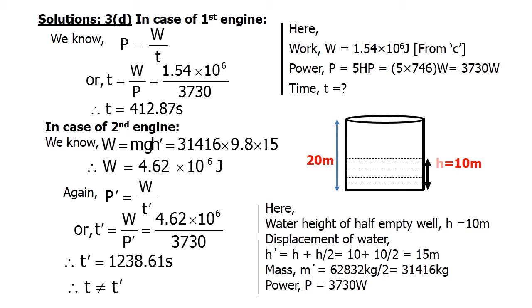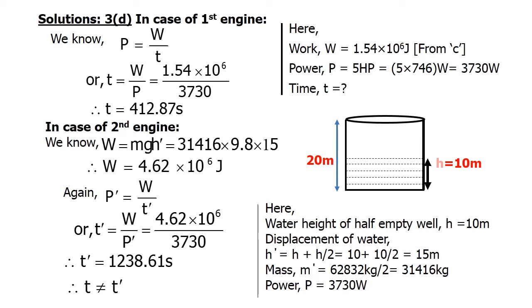And now question D. In question D, we have to calculate the time for both engines. In the case of the first engine, it does 1.54 into 10 to the 6 joule of work, which we already calculated in question C, and the power of the first engine is given as 5 HP. 5 HP means 3730 watt, and putting the values in the formula P equal to W by T, we can calculate the time, and the time will be 412.87 seconds.